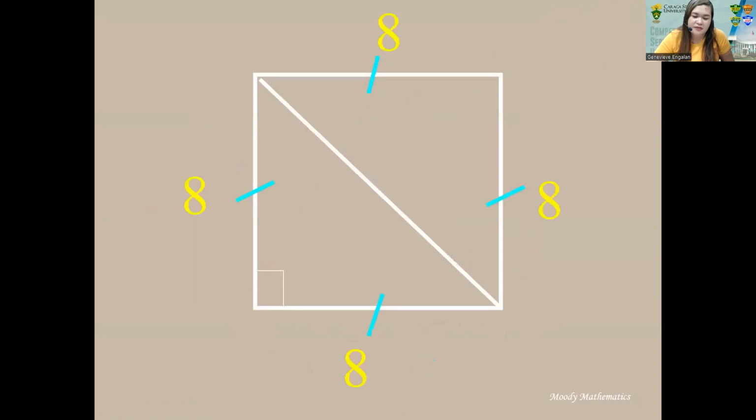Okay, so if this is a square, what is the length of the diagonal? 8 square root of 2. Okay, 8 square root of 2.